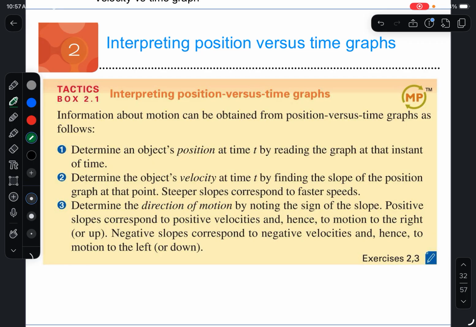First off, you determine an object's position at time t by reading the graph at that instant of time. You determine the object's velocity by finding the slope of the graph at that point. Keep in mind, the steeper the slope, the faster the speed, and you can determine the direction of motion by noting the sign of the slope.